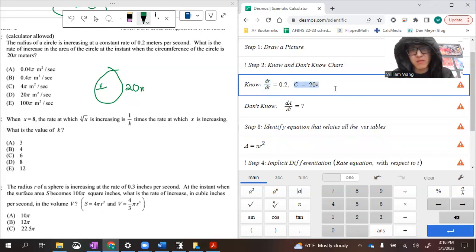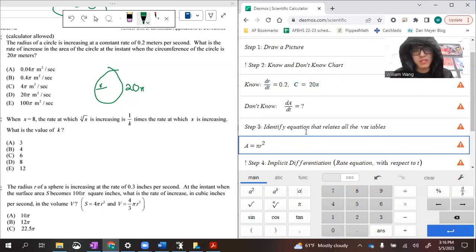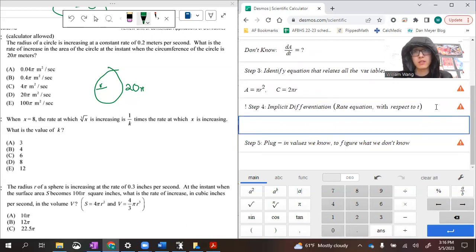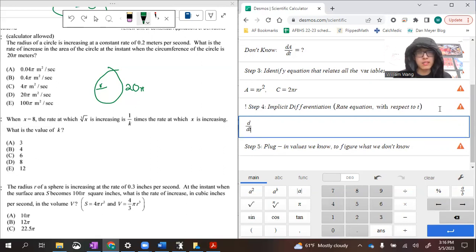But also, I have circumference here. So, to be safe, I'm going to write down two of my equations. My area is equal to pi r squared, but also my circumference, the equation for that is 2 pi r. So I have two equations. Hopefully you have those memorized or somewhere. You could figure that out. All right. Step 4, I'm going to do implicit differentiation. So I'm going to take d over dt of both sides.